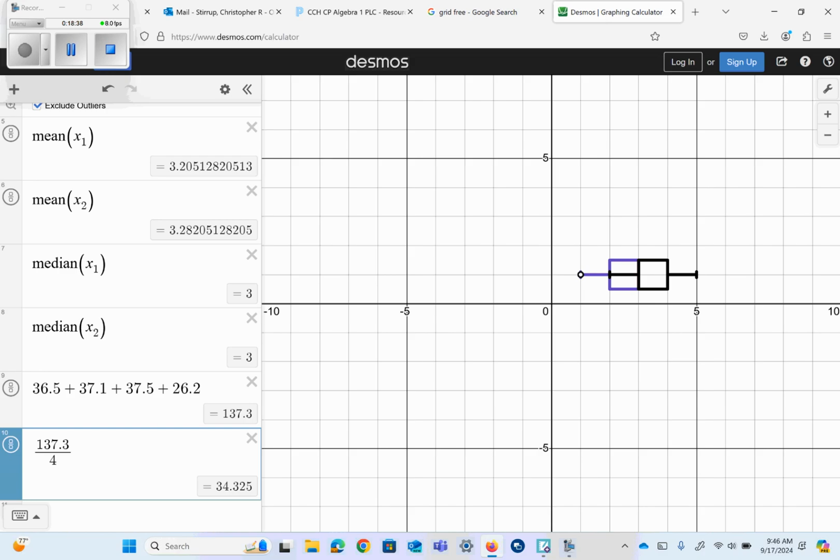Is this a reasonable method for finding the mean? I guess it could, but it also doesn't.